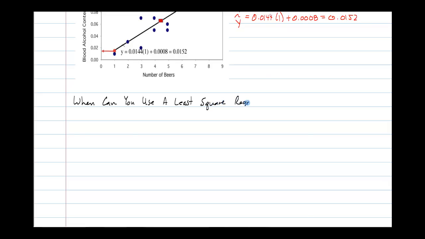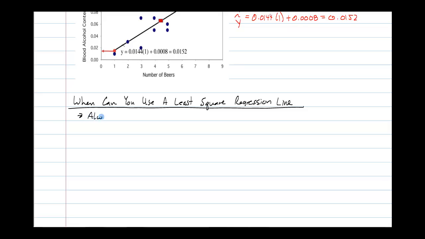Now one of the problems here is that a calculator or a computer will calculate a least square regression line for any set of data. It doesn't distinguish between whether it has a linear model or not, so you have to be really careful about this. So we're going to again note that only use a least square regression line when there's a linear relationship.